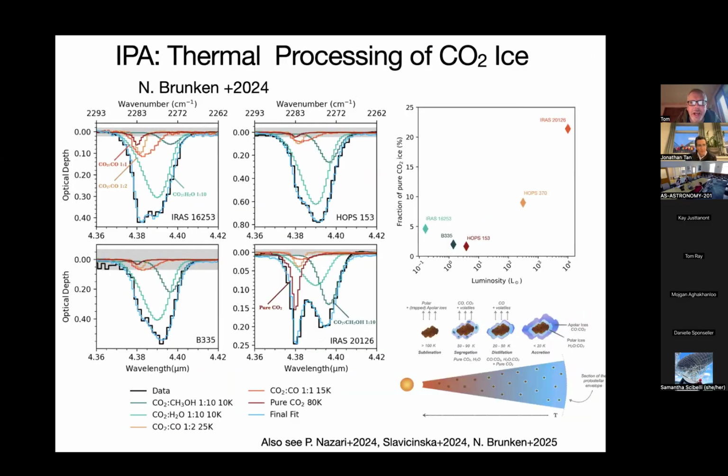We also noticed ice processing. This is a paper by Minashanti Brunken in 2024: if you measure these CO2 features, the 13CO2, the amount of pure CO2 in it, for our more luminous protostars, HOPS 370 and IRAS 20126, the fraction of pure CO2 actually goes up dramatically. That is thought to be due to the distillation and segregation of the ices that are being heated in these more luminous objects.